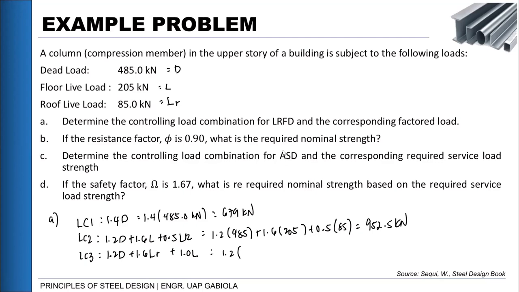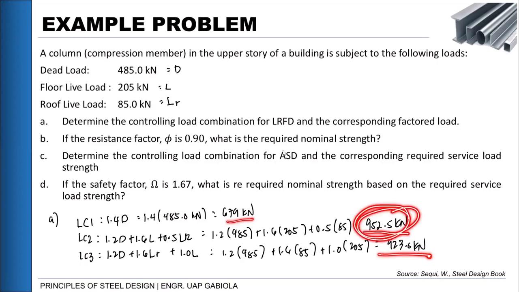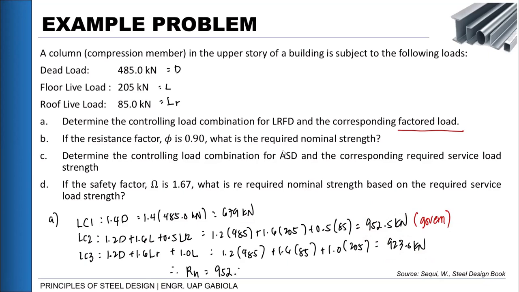And then we have here 1.2 times 485 plus 1.6 times 85 plus 1.0 ng 205. So, calculate 1.2 times 485 plus 1.6 times 85 plus 1.0 of 205. The total is 923 kilonewton. So, comparing these three load combos value, okay, ang maximum sa kanya ay itong 952. So, ang sinasabi natin sa kanya, siya yung mag-govern. Okay? So, since factored load tayo, nire-represent natin ang subscript na U pag factored load. Therefore, ang ating Ru is equals to 952.5 kilonewton. So, ito yung maximum loading natin dun sa load combos natin na yung gagamitin natin sa design.